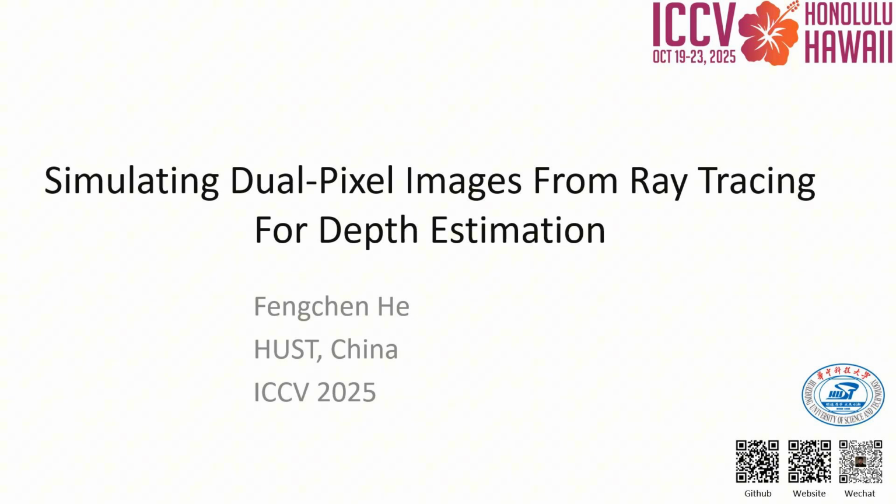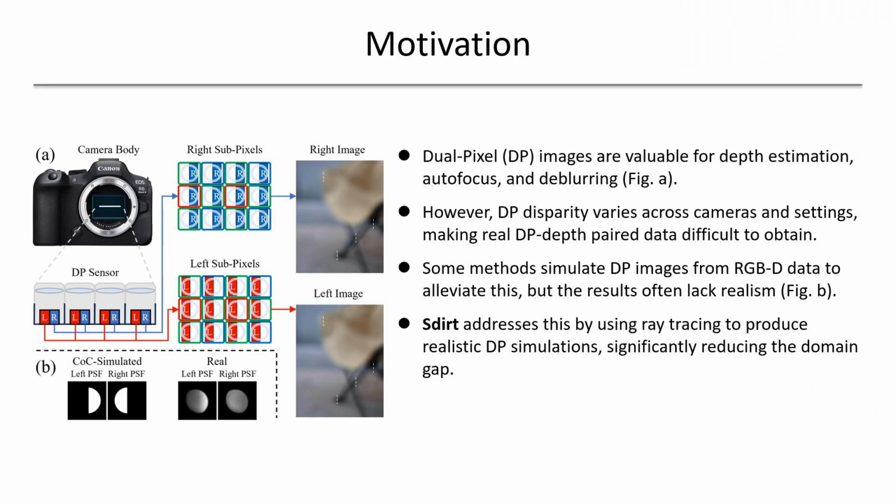Today, I'm excited to present our work, titled Simulating Dual Pixel Images from Ray Tracing for Depth Estimation. Now, let's talk about the motivation. Dual pixel images are valuable for depth estimation, autofocus, and deblurring. But real DP depth paired data is hard to get due to varying DP disparities across cameras and settings. Existing simulation methods from RGBD data lack realism. So we proposed STIRT using ray tracing to reduce the domain gap.